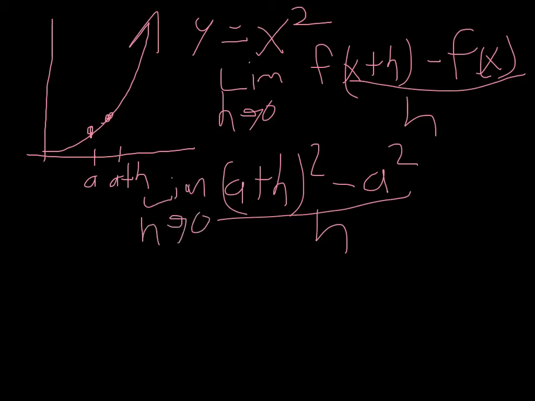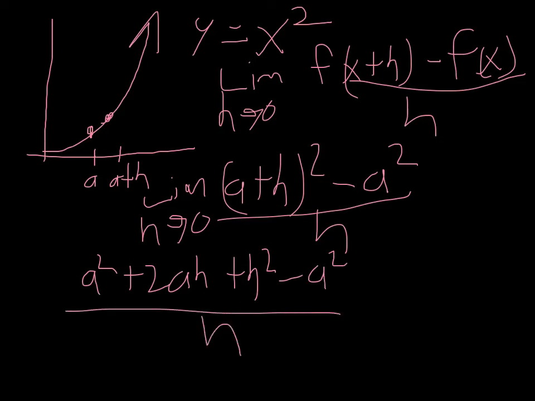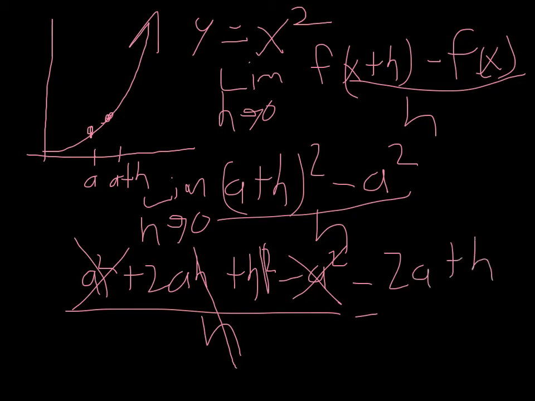And then we are going to FOIL, so it's going to be a squared plus 2ah plus h squared minus a squared over h. A squared and minus a squared cancel, so we are left with that. And now we can reduce because all the terms have h's. So that's going to cross out, and one of those is going to cross out. So that's going to equal 2a plus h. And the limit as h approaches 0 of that function is 2a.